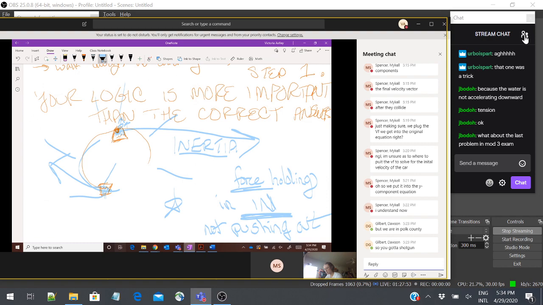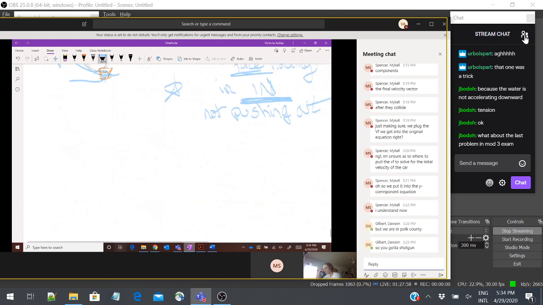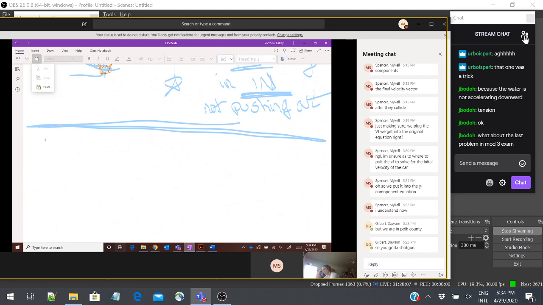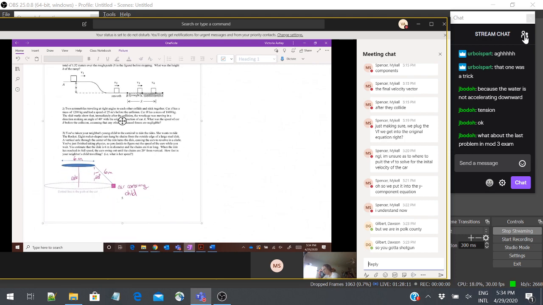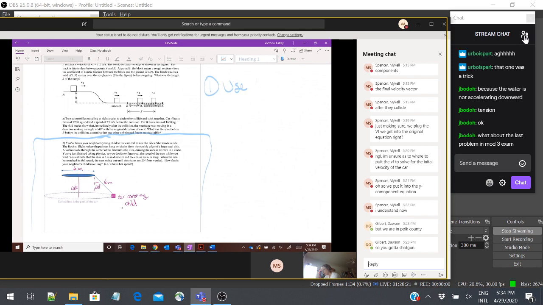Okay, problem 3 in the module 3 exam. So that one was this truly delightful swing. Take your neighbor's young child to the carnival. So, our steps. Use brain. Draw. There's already a pretty nice picture. And categorize. And you don't necessarily have to do them in this order.